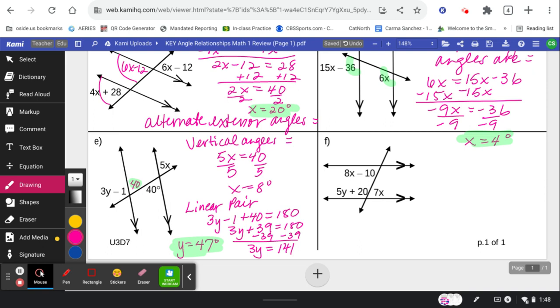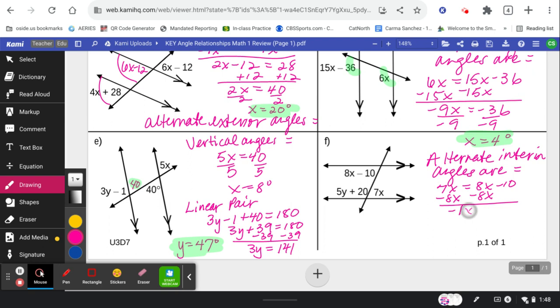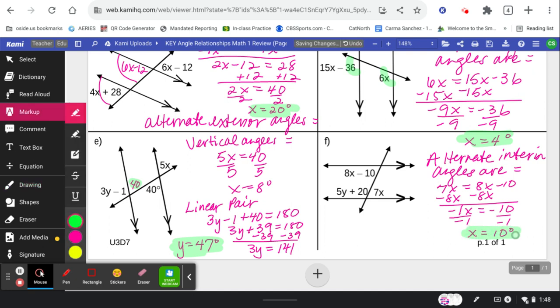Okay, this one is also a two-stepper. First, I'm going to do alternate interior angles are equal. And so 7x is equal to 8x minus 10. I'm going to minus 8x from both sides. That gives me negative 1x. By the way, if you get a negative angle measure, something went wrong. It means you did something wrong in the work and you need to go back and check the work. So this one's 10 degrees.